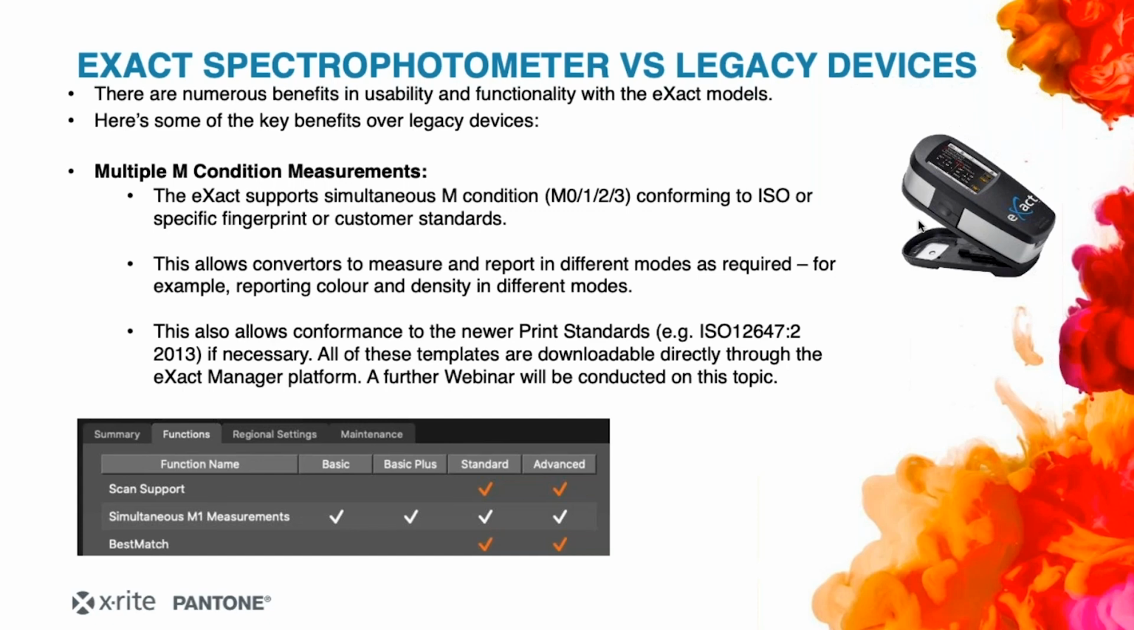The other benefit of this for updated ISO standards is also that you may want to report certain measurement conditions in M0 for, again, legacy measurements, but newer ISO standards require measurement conditions in M1 to perhaps minimize the effect of optical brightness on certain paper stocks. Again, this can all be done in a single read. A lot of these conditions are upgradable directly in the field through the eXact Manager supporting software. And again, we're going to cover that in a later webinar.